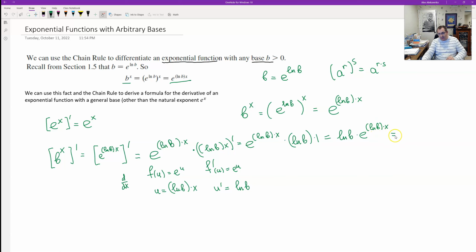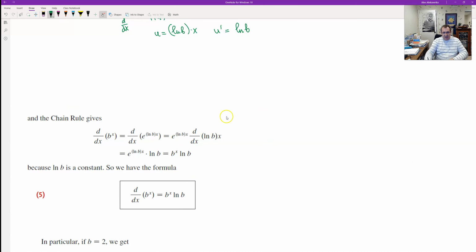Now we're almost done. The last step is to notice that e raised to natural log b times x is nothing but b raised to x. Hence, we can write our final formula: natural log b times b raised to x. So what we just did, we established the following rule. To differentiate the exponential function with general exponent, we will have b raised to x multiplied by natural log b.